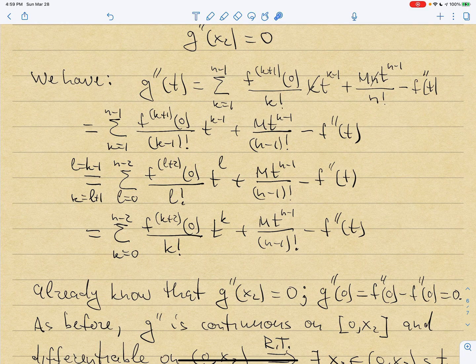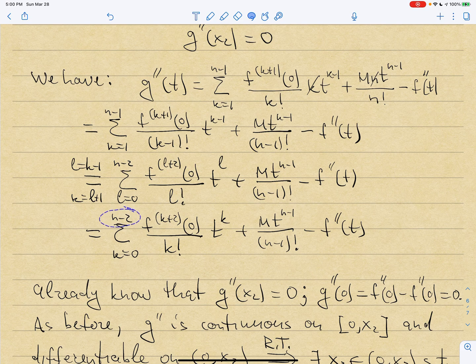And I keep going. So how many derivatives should I take before I see a constant? I have to take a derivative n times, because in that case, I'm going to end up with n minus n here. So then I'm taking a sum from 0 to 0, so that means that that sum is only going to have a 0 term.